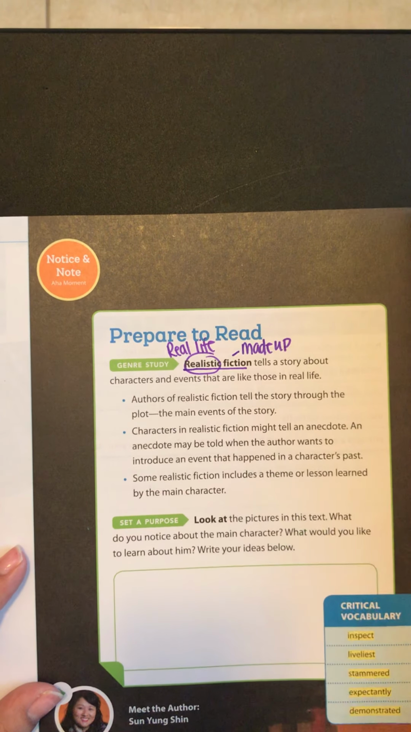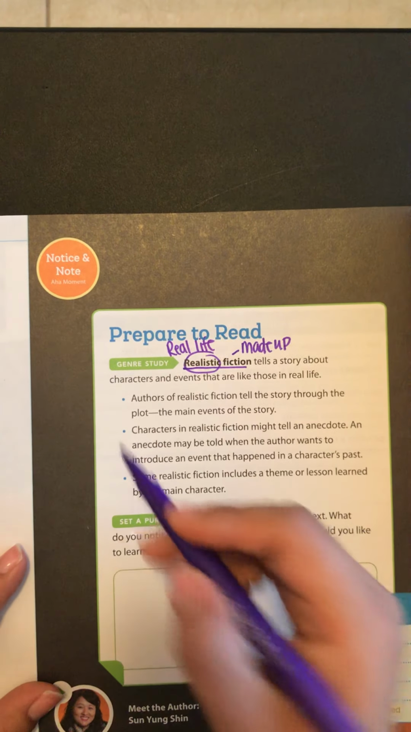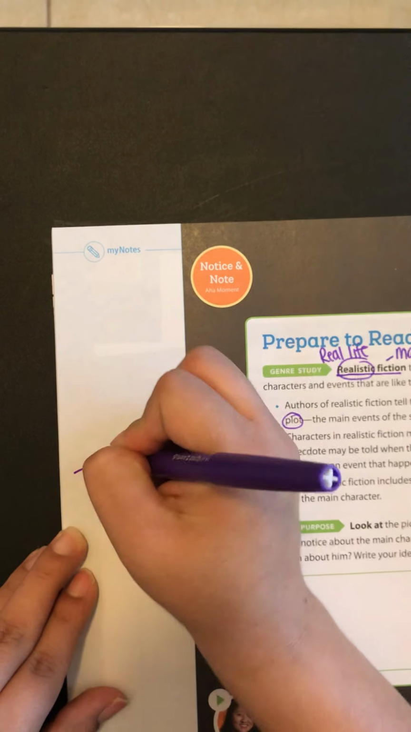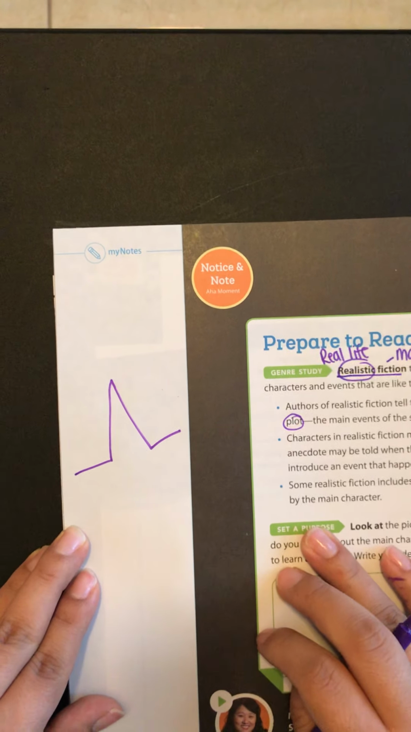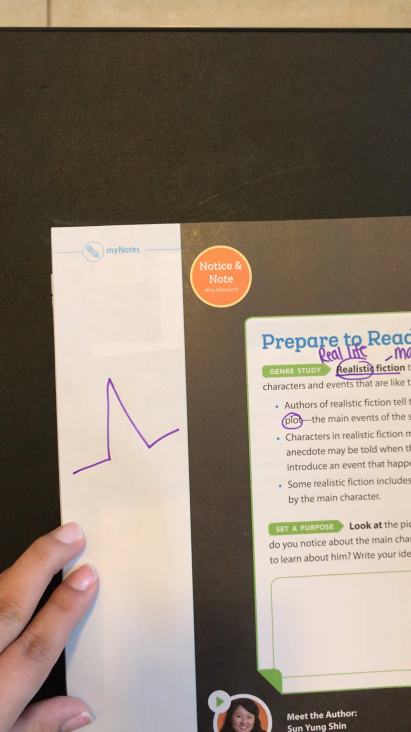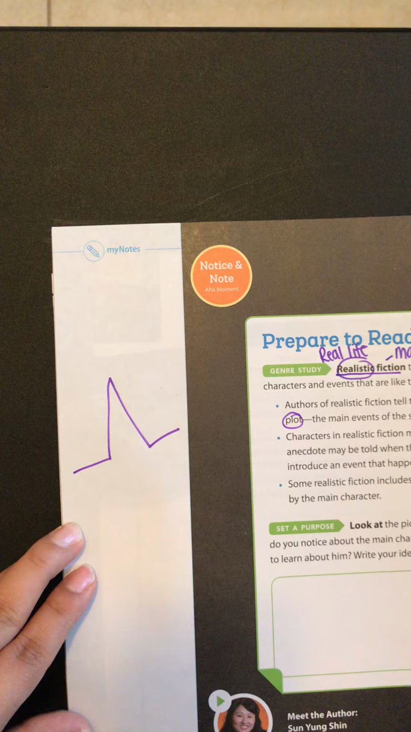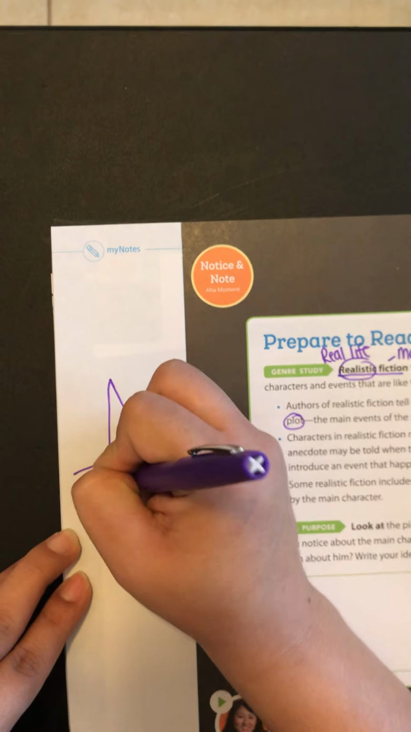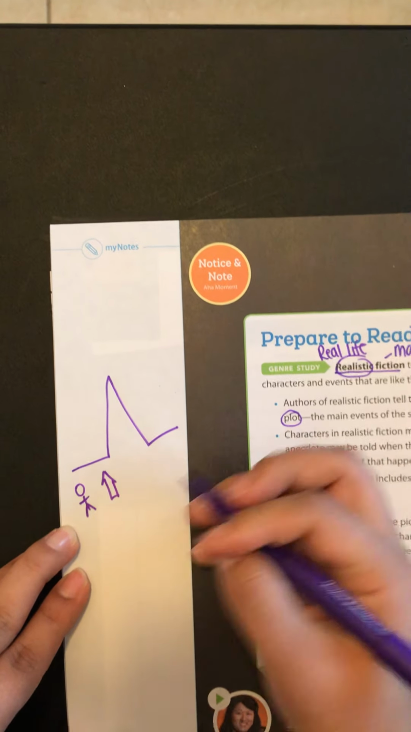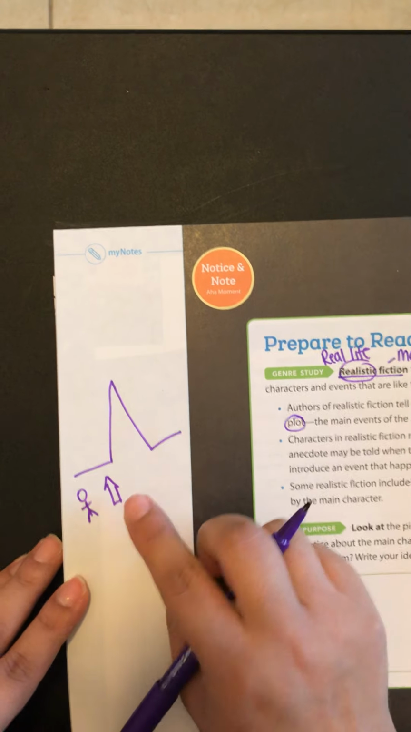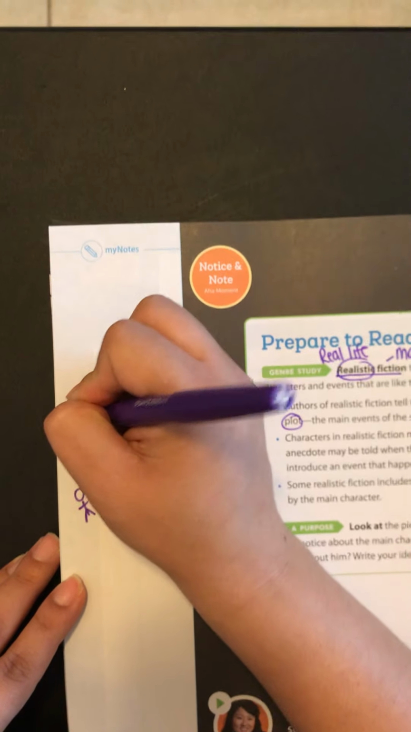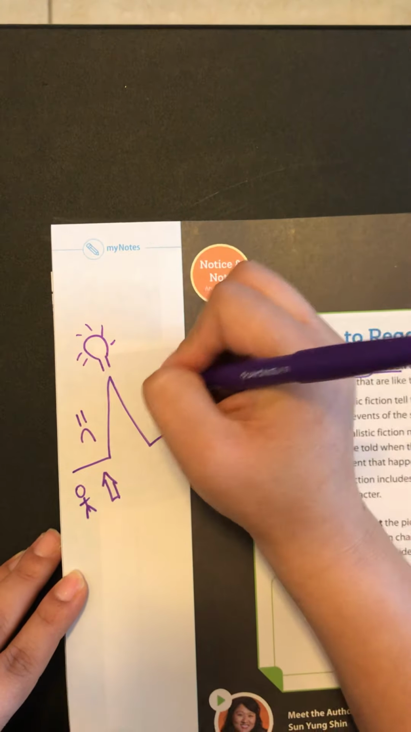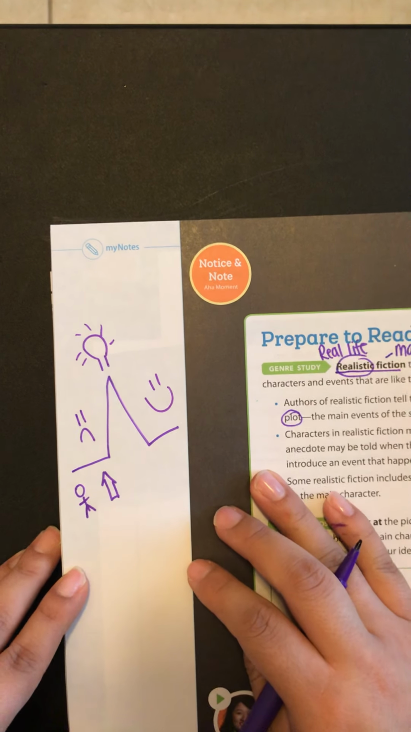So what we are focusing on, boys and girls, is plot. Authors of realistic fiction tell a story through the plot, and we already know what plot is, right? Everybody draw this on the side of your book. Remember, plot is character, setting. Character, that's a little house. I know it looks weird. Character, setting, my problem, my turning point, and my solution. How the story gets solved.